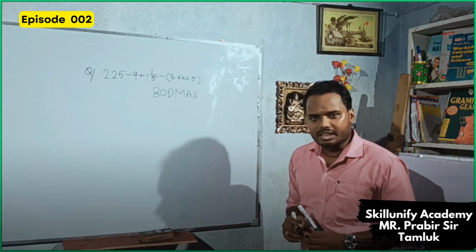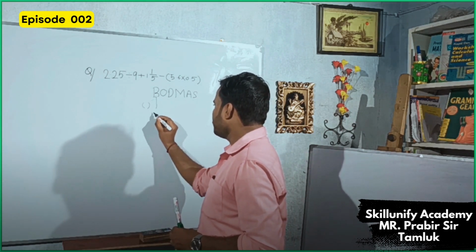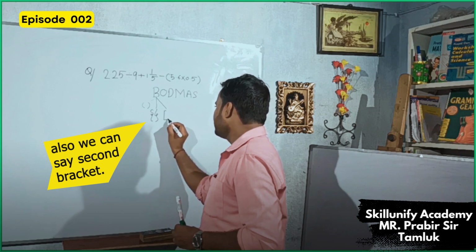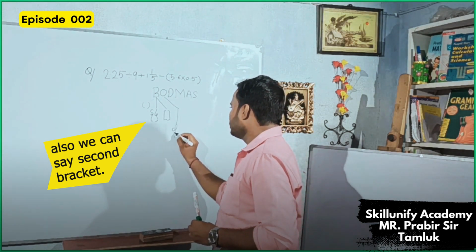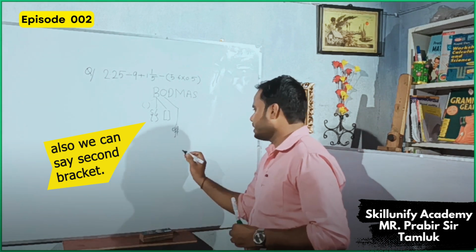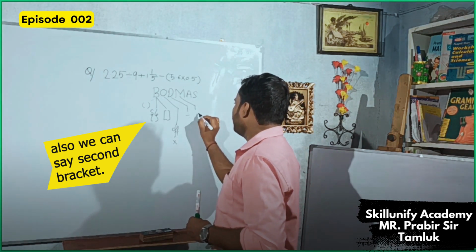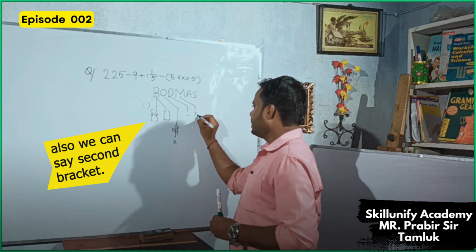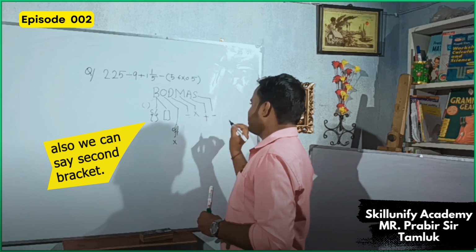But I have three types of brackets. Like first one, that is the first bracket, second one, curly bracket, and third one, the third bracket. And after that, that is Of, indirectly you can say that is into. And D means division, and M means multiply, and A means addition, and S means subtraction.